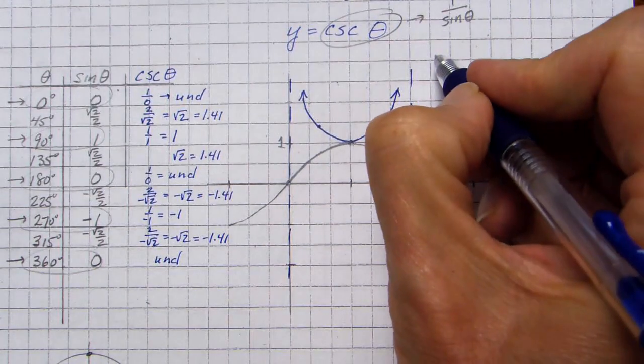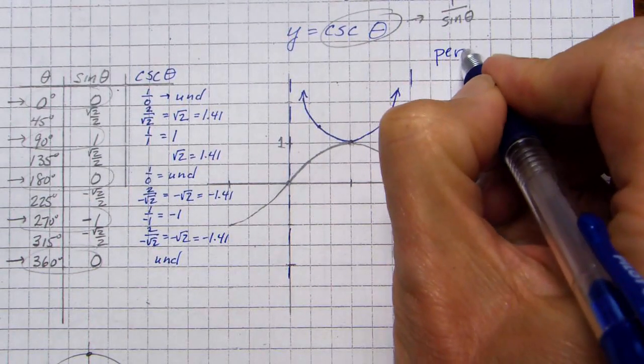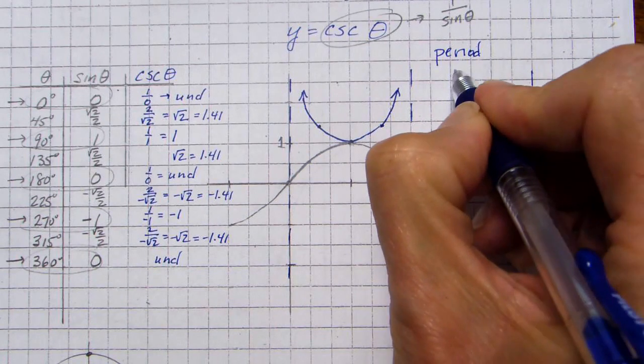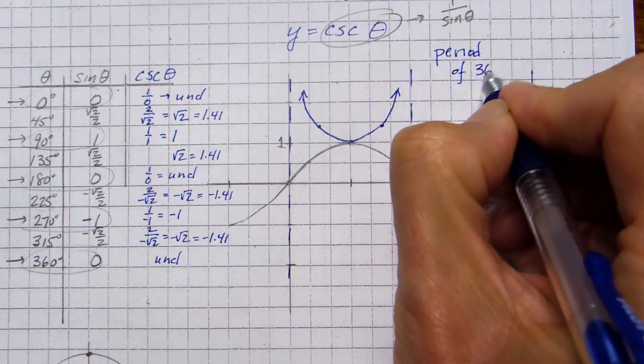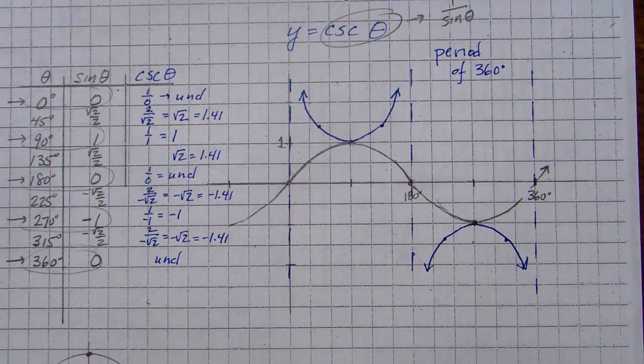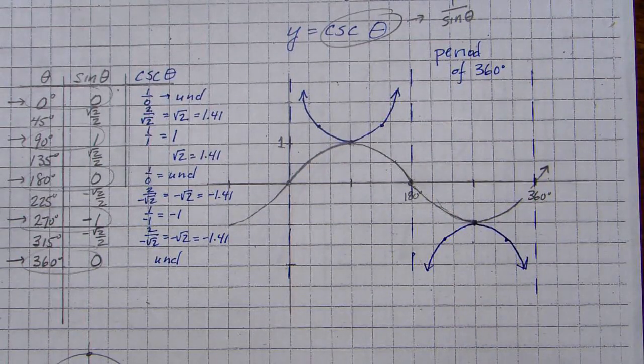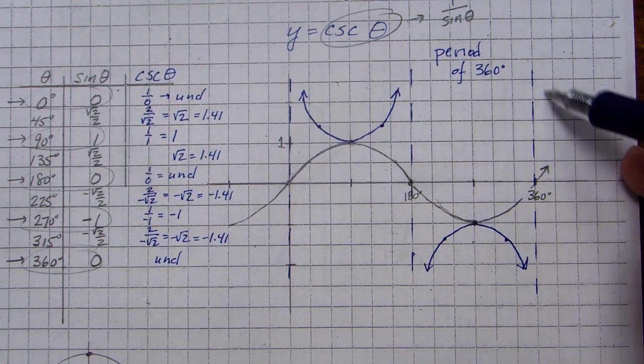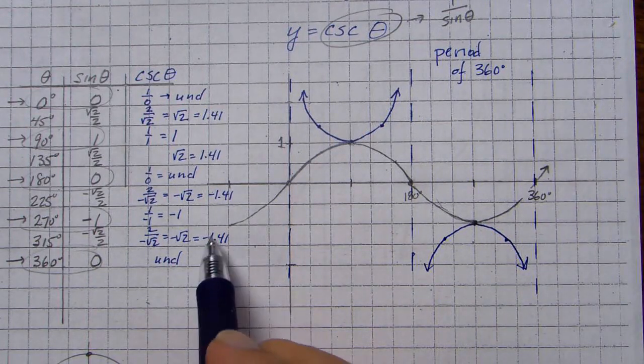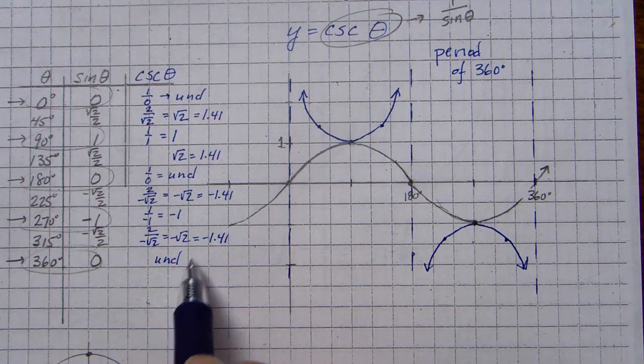Just like the sine wave, it has a period of 360 degrees. It takes 360 degrees to go through a complete up cycle and down cycle. If we were to continue, the next one would be another up cycle over here, and this would be part of a down cycle if I went over here.